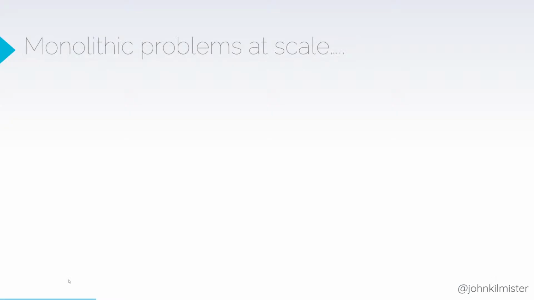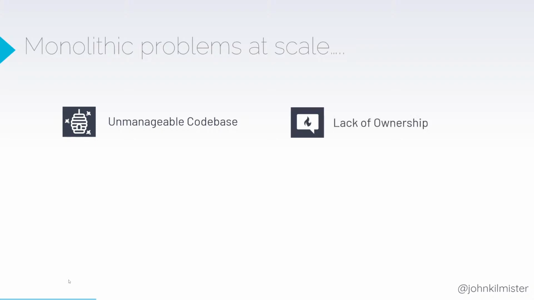Some of the other challenges are that you end up with an unmanageable code base. It starts to get very hard to find anything in this code base. You don't know where to look, and especially if you start to work in a new area, it's not necessarily organized in the best way. We have a lack of ownership. Because everything's together, you can't isolate out parts of the system for individual teams or groups of people to own.